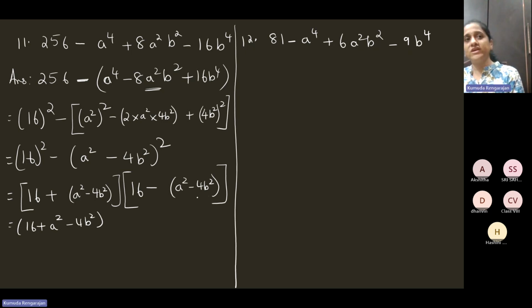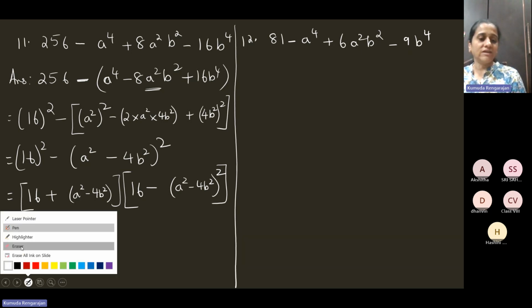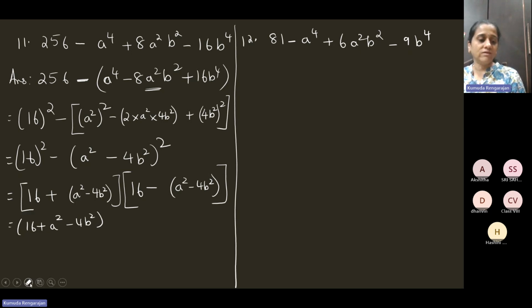But can you factorize the whole expression? The whole expression cannot be factorized because this one is not a whole square. You can factorize only this, but that's of no use. When you're factorizing, you must factorize the entire expression. There's no square here. Can you factorize the entire thing? No, right? You can only factorize this.